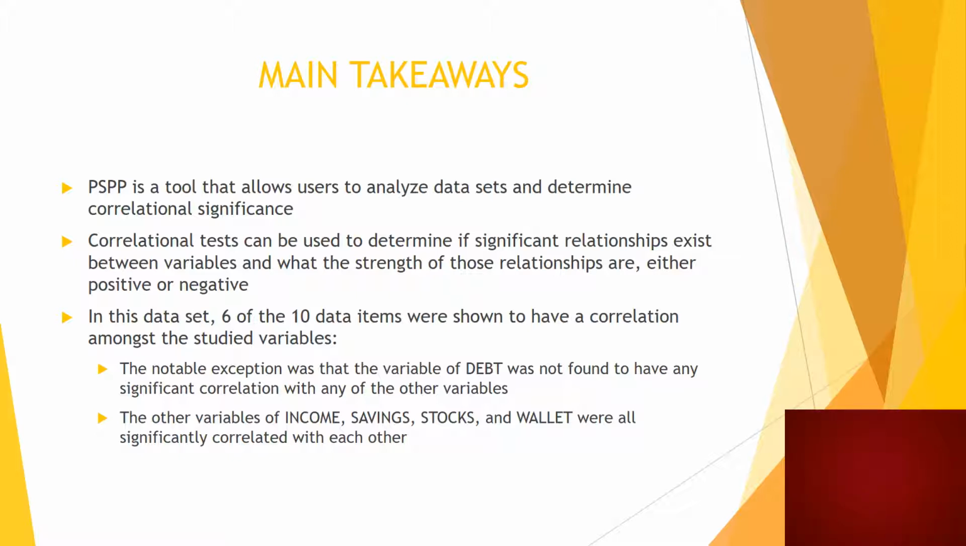So specific to this data set, 6 of the 10 data items were shown to have a correlation amongst the studied variables. The notable exception, and this is interesting, was that the variable of debt was not found to have any significant correlation with any of the other variables. And that was only true for debt. The other variables of income, savings, stocks, and wallet were all found to be significantly correlated with each other.